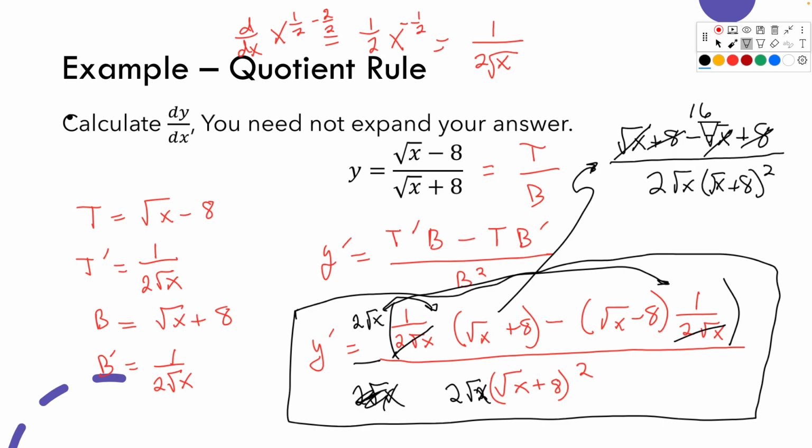Did I lose anybody on that? And please, if I did, just let me know. Okay, so my final answer, 16 over 2 square root of x, square root of x plus 8 squared. And you'll see the reason we don't square out the denominator is typically it's not going to simplify to anything nicer. It's not that it's wrong, but again, it's usually not done. Usually we'll just see it left something like this.